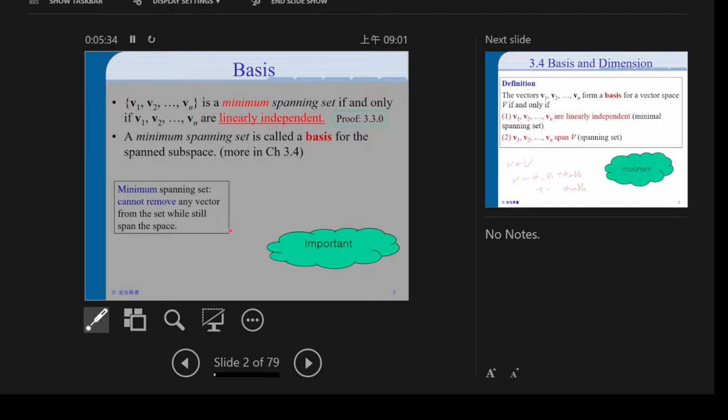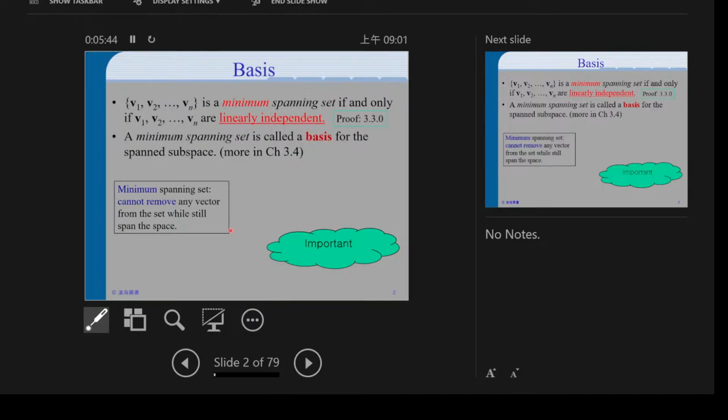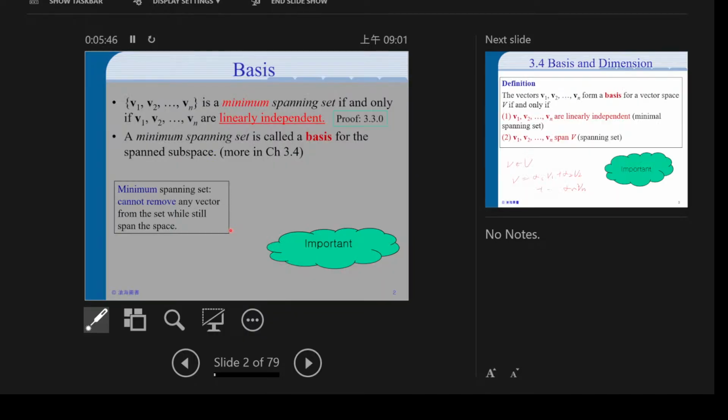Okay. Hello everyone, let's get started. We need to go very fast today. Hopefully we can finish chapter 3.4 now. Okay, so starting with chapter 3.4.